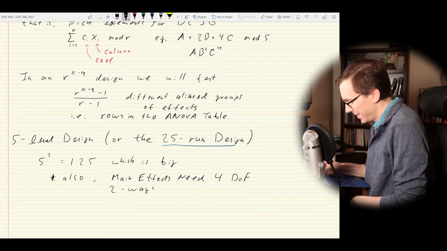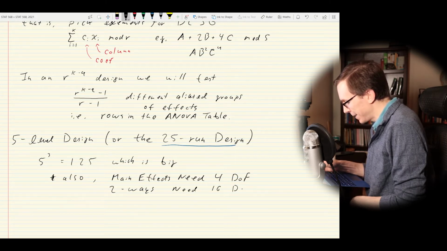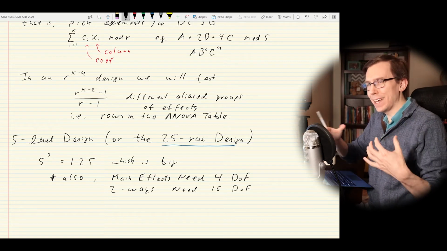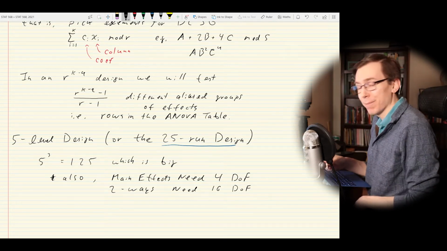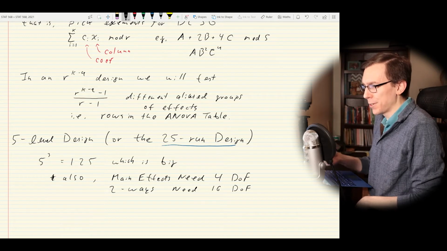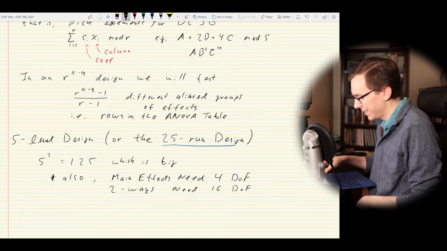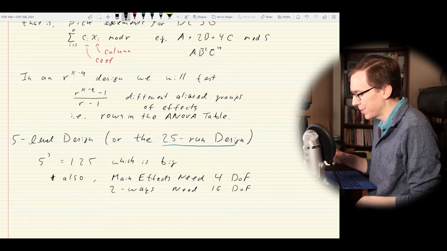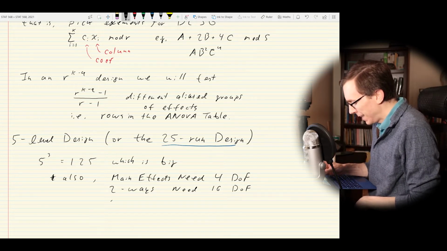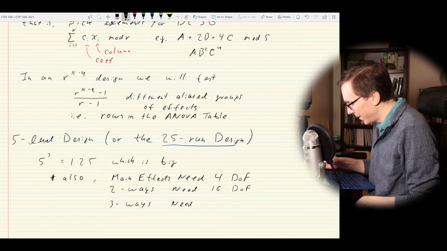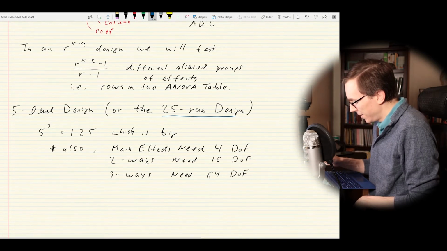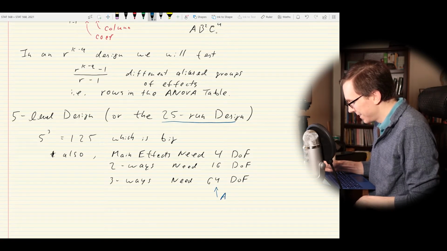Two ways need 4 times 4, which is 16 degrees of freedom, to do all the different two-way interactions that are possible. Again, we can think of different types of contrasts in there. There's a lot of different ways that the two 5-level factors can interact. And if we go all the way up to 3 ways, well, they are going to need 64 degrees of freedom, which is a lot. And these are hard to interpret.